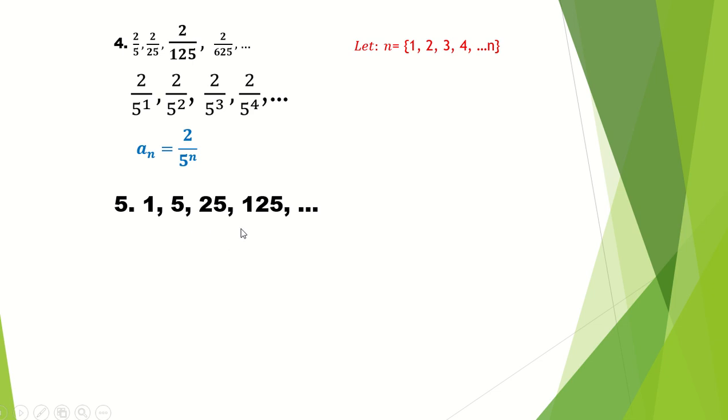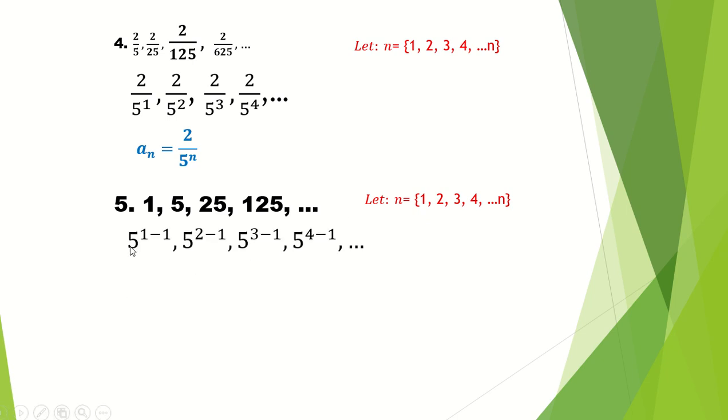Look at the given sequence. Somewhat similar to the previous, but this time, all these denominators are now numerators or are whole numbers already, including 1. Can you again think of a pattern relating each term to its position?